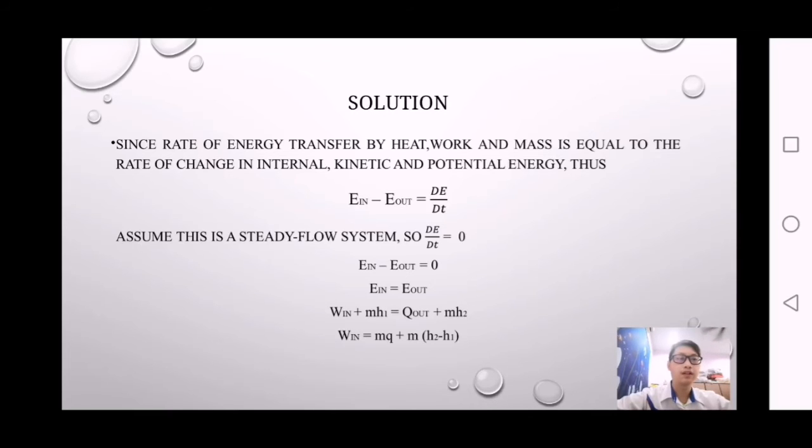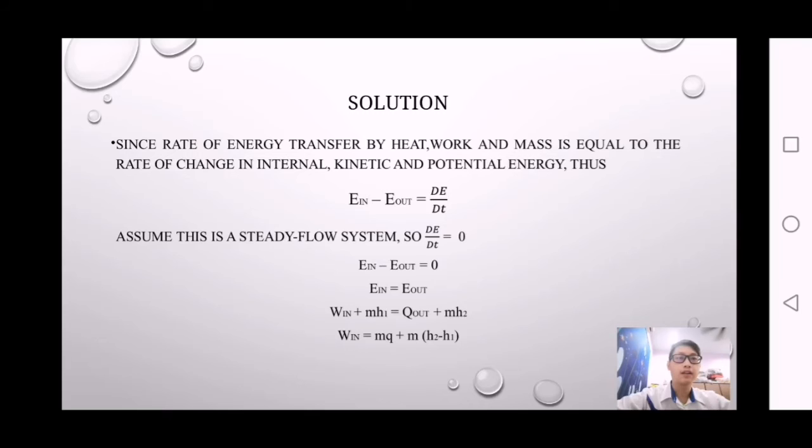And we know the change of kinetic energy and the change of potential energy are negligible. So we will get the equation: power input plus the mass flow rate times enthalpy 1 equals the rate of heat transfer plus mass flow rate times enthalpy 2. And we can rearrange the equation and get the formula: power input equals the mass flow rate times heat loss plus mass flow rate times enthalpy 2 minus enthalpy 1.